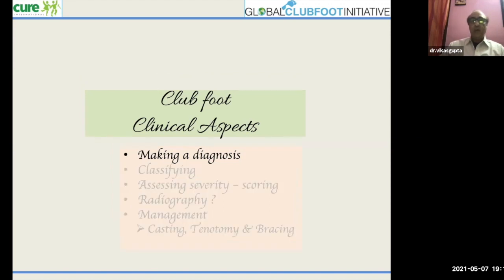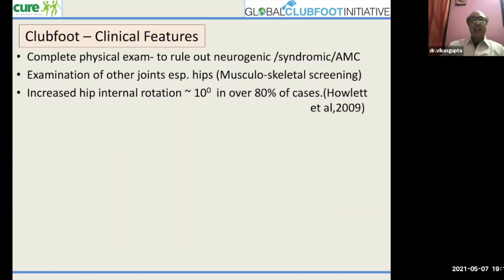Okay. Now, first and foremost, how do you make a diagnosis? I think making a diagnosis should not be difficult. The deformity is quite obvious, and one can easily remember the mnemonic. But what is important is at times you fail to examine the child completely. Hence, it is important to rule out other secondary types of clubfoot, especially neurogenic, syndromic, or arthrogryposis, which have a different prognosis, and the management also slightly differs.